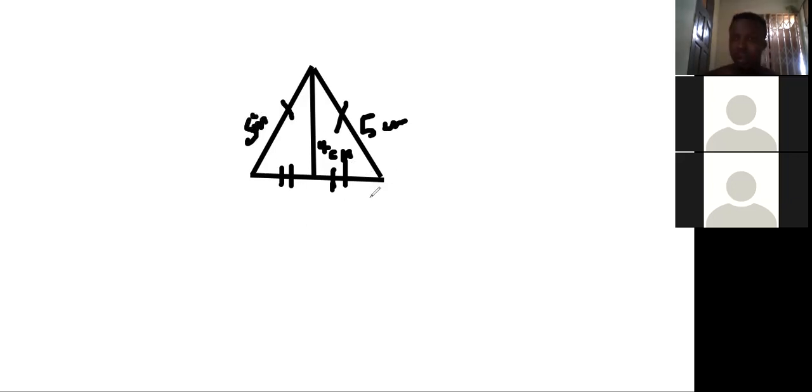But you know, because this length is different from this and this, what you are going to do is, because you've been given the height and you've been given the length of one side, then you can find the length from here to here using Pythagoras theorem. Do you get it?